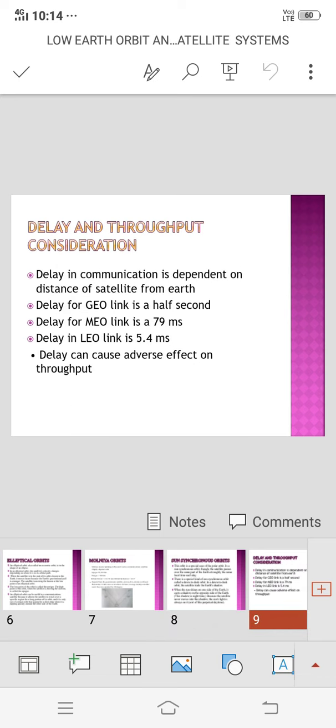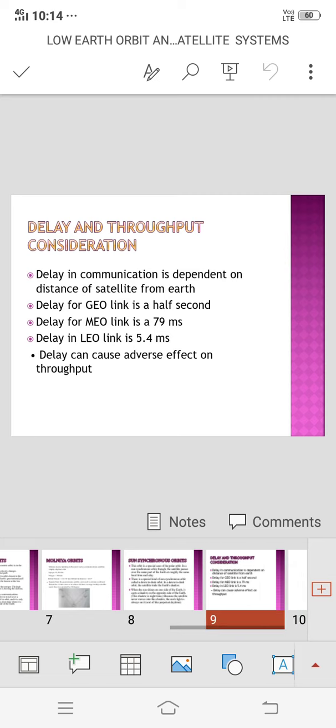Another one is delay and output configurations. Delay in communication depends on the distance between satellite and Earth. Delay for a GEO link is half a second. Delay for a MEO link is 79 ms. Delay for a LEO link is 5.4 ms. Delay can cause an adverse effect on the output.